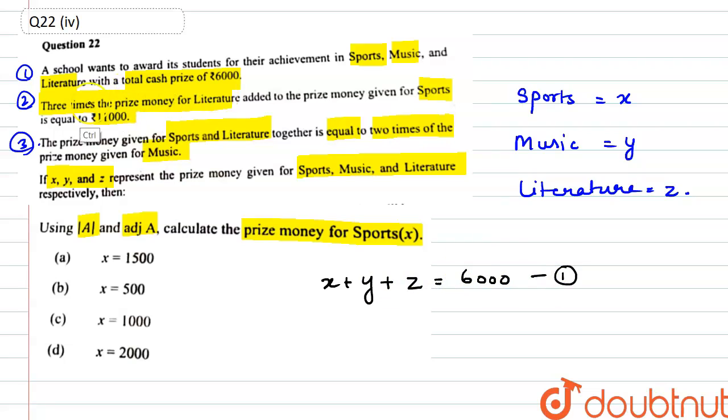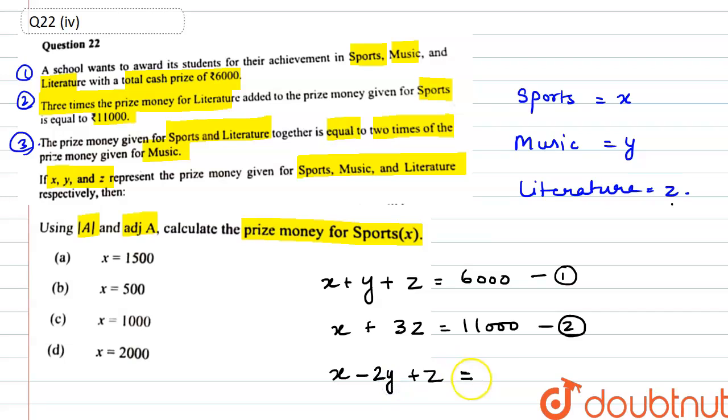Now for statement 2, 3 times the prize money for literature added to prize money given for sports is equal to 11,000. That means 3 times literature, that is 3Z, plus sports, that is X, is equal to 11,000. This is our equation 2. And for the third equation, we have prize money given for sports and literature, that means X plus Z is equal to twice of Y, or if we take Y here, we have X minus 2Y plus Z is equal to 0. This is our third equation. So we have to solve these 3 equations to get the value of X, Y and Z.